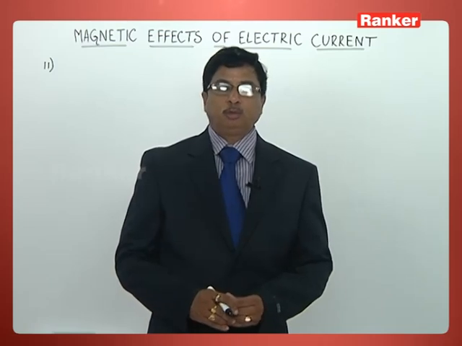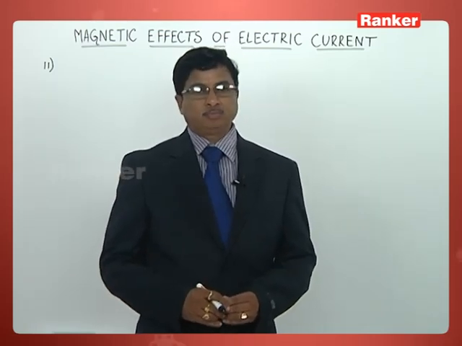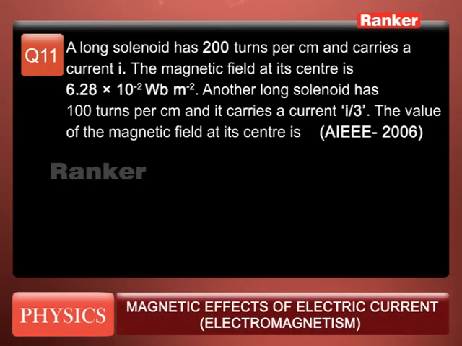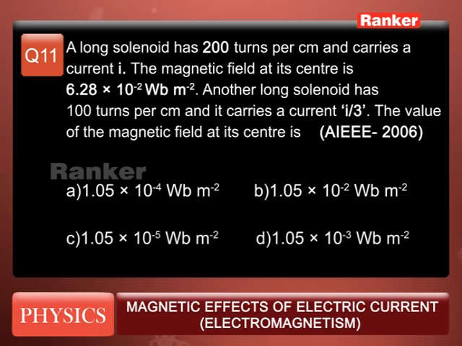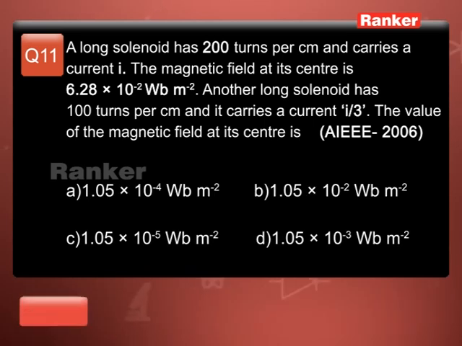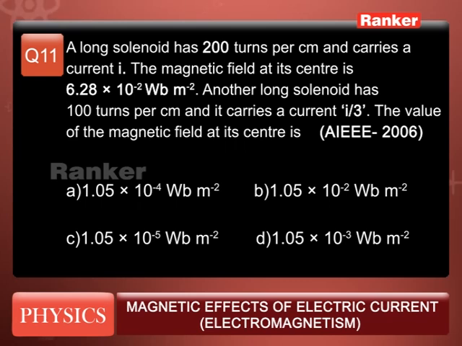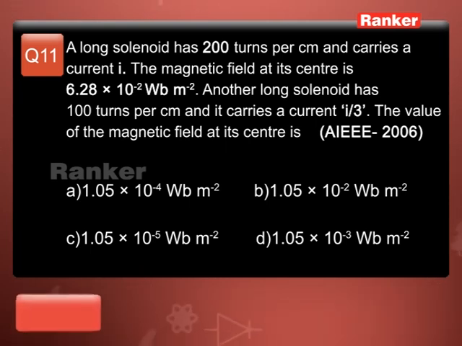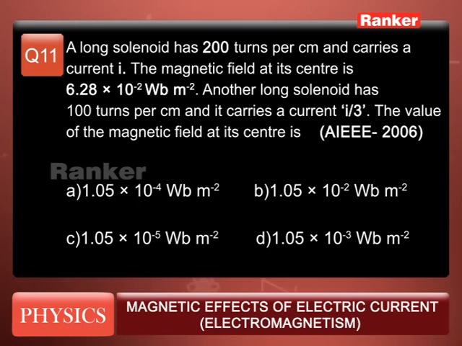Let us switch over to problem number 11. Let me read it out. A long solenoid has 200 turns per centimeter and carries a current I. The magnetic field at its center is 6.28 × 10^-2 Weber per meter square.